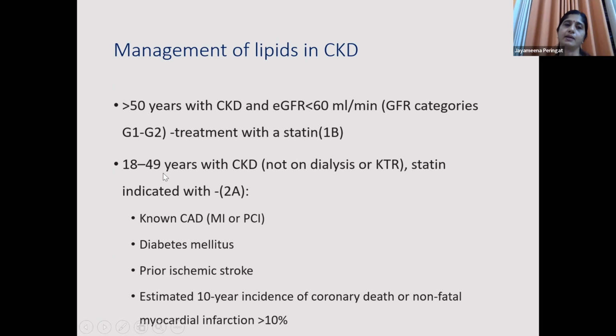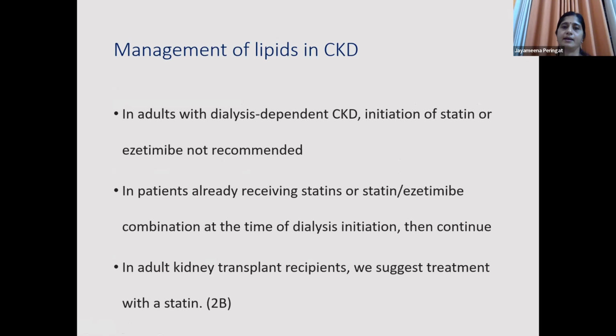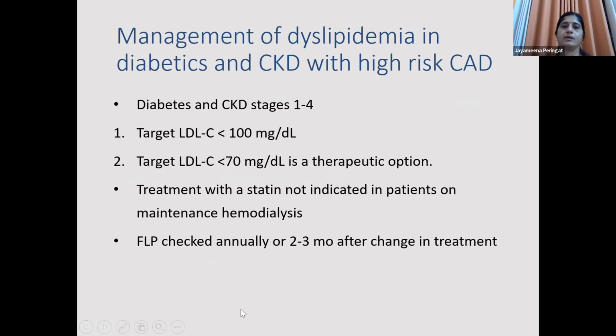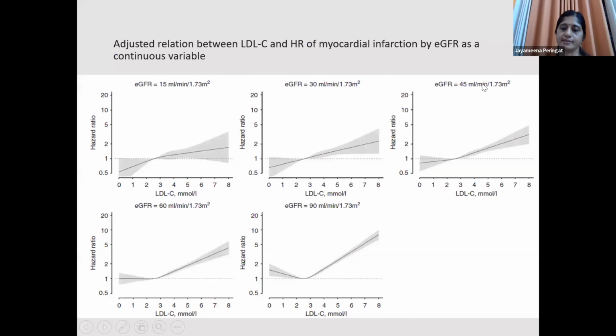But in people with less than 50 years and CKD, statin is indicated when the patient has CAD, diabetes, ischemic stroke, or a 10-year estimated coronary artery disease risk of more than 10%. And in patients who are on dialysis, statin or ezetimibe was not recommended to be started, but if already receiving, they can continue. So these are the recommendations for diabetes and CKD with high-risk coronary artery disease.